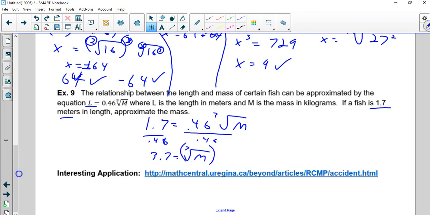We just end up cubing that number to get m. And when we cube 3.7 to the third power, we end up with 50.65 rounded. Kilograms.